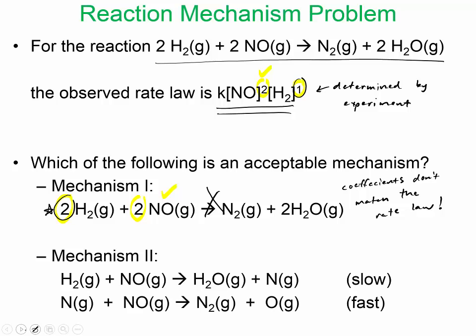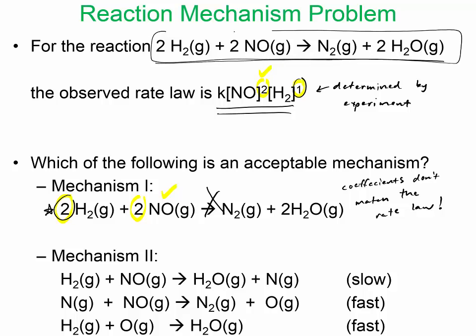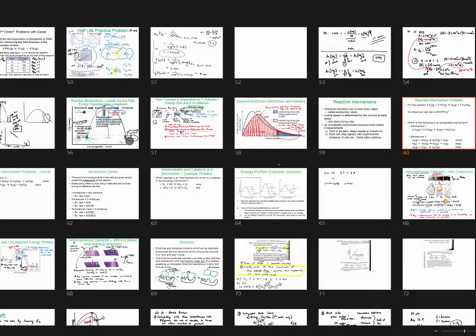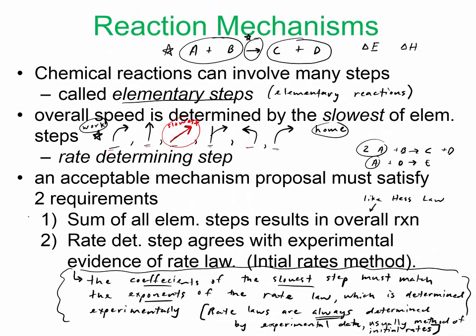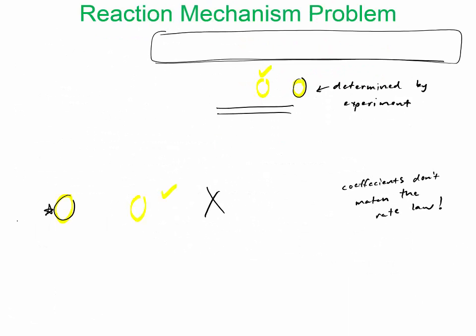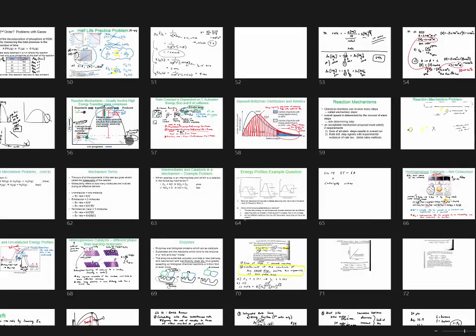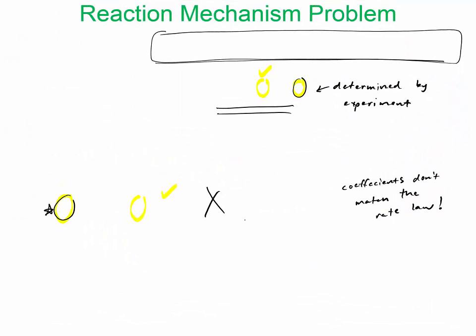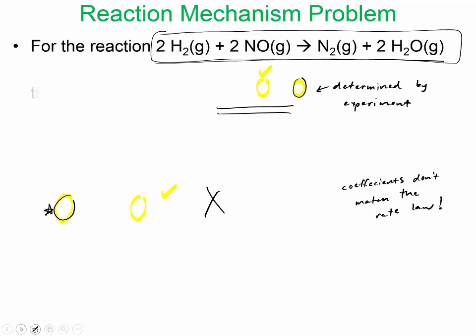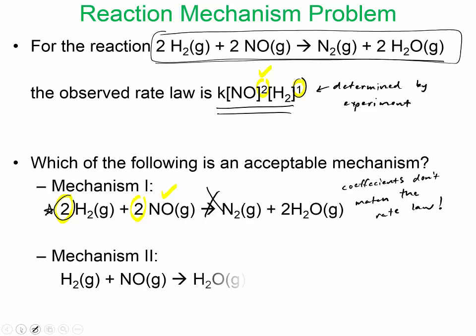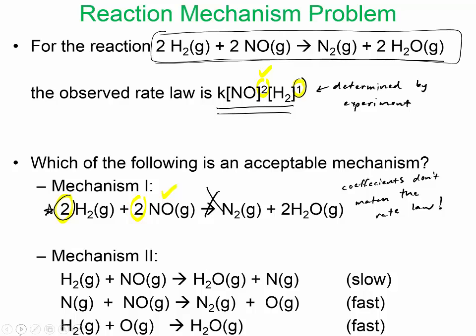Okay, let's check the next mechanism. We have several steps here, three steps, and one of these is the slowest. Let's add these up and see if it matches the overall reaction. That's the first thing we need to check. Again, let's go back one slide: we're checking that the sum of all the steps matches the overall reaction.